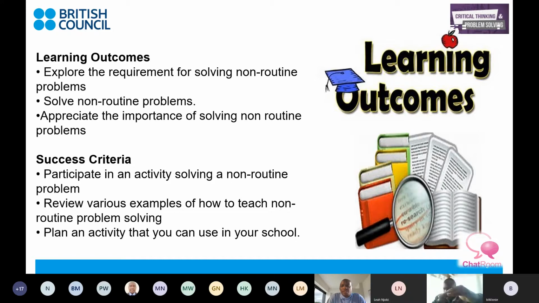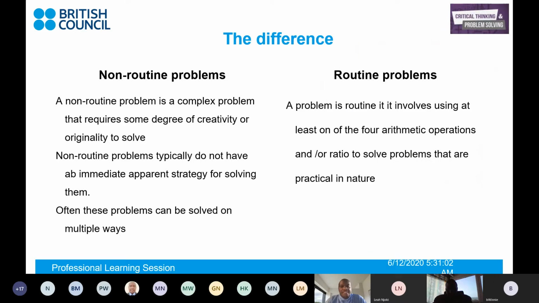So that is what we are expecting you to do as we move on. To begin with, there is a difference. As Madam has spoken, a problem is routine if it involves using the simple four arithmetic operations and you solve a problem of a practical nature. But it becomes non-routine when it is a complex problem which requires some degree of creativity or originality to solve. It also becomes non-routine when it does not have an immediate strategy to solve it. It can also become non-routine when there are many ways to solve that particular problem. So that is what we are talking about when we say non-routine, and what it means to be routine or non-routine.